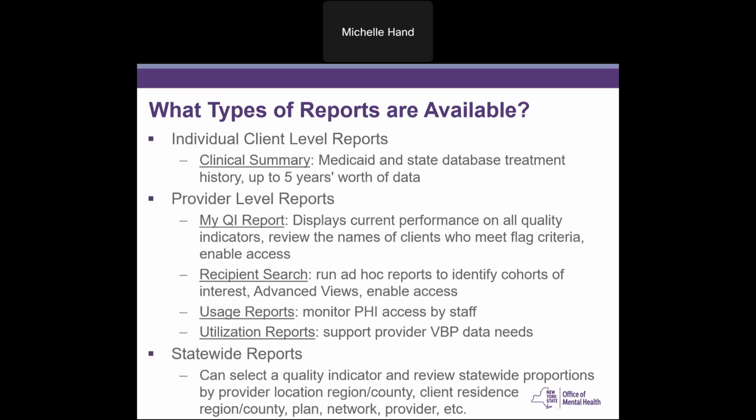And then recipient search, you can run ad hoc reports to identify any cohorts of interest. We have our recipient search advanced views on the results page, and you can also enable access here. Then we have our usage reports, and these are really used to monitor protected health information access by staff. And then our utilization reports, those were really designed to help support provider value-based payment data needs. And then lastly, our statewide reports. Here you can select a quality indicator and review statewide proportions by provider location, region or county, client residence region or county, plan, network, provider, etc.